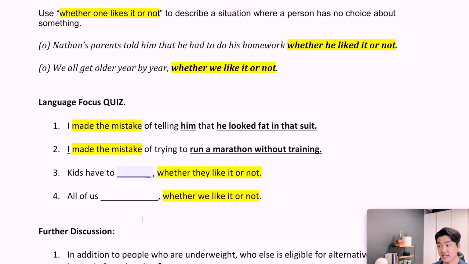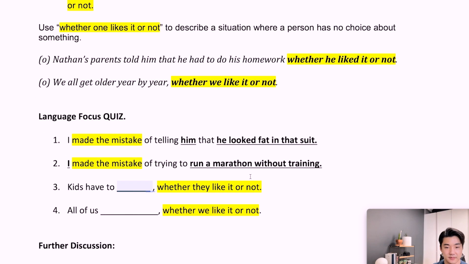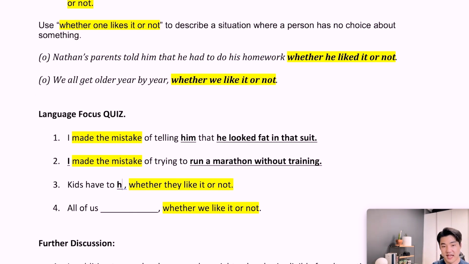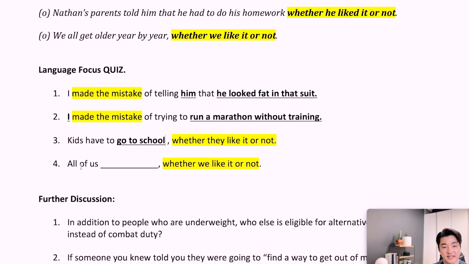Kids have to, whether they like it or not. Let's keep it simple. Remember, just to go back up, whether one likes it or not, 좋든 싫든, etc. So, kids have to go to school, whether they like it or not. 어린이들은 좋았든 싫었든 학교를 가야 합니다. And 4번. All of us, whether we like it or not. All of us have to pay taxes, whether we like it or not. 우리 모두는 좋든 싫든 세금을 내야 합니다.